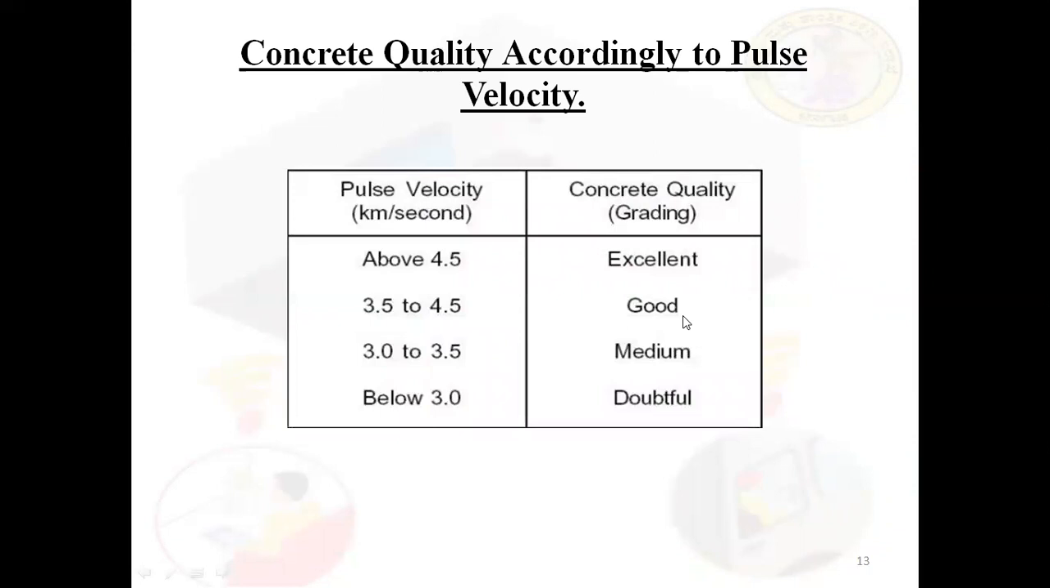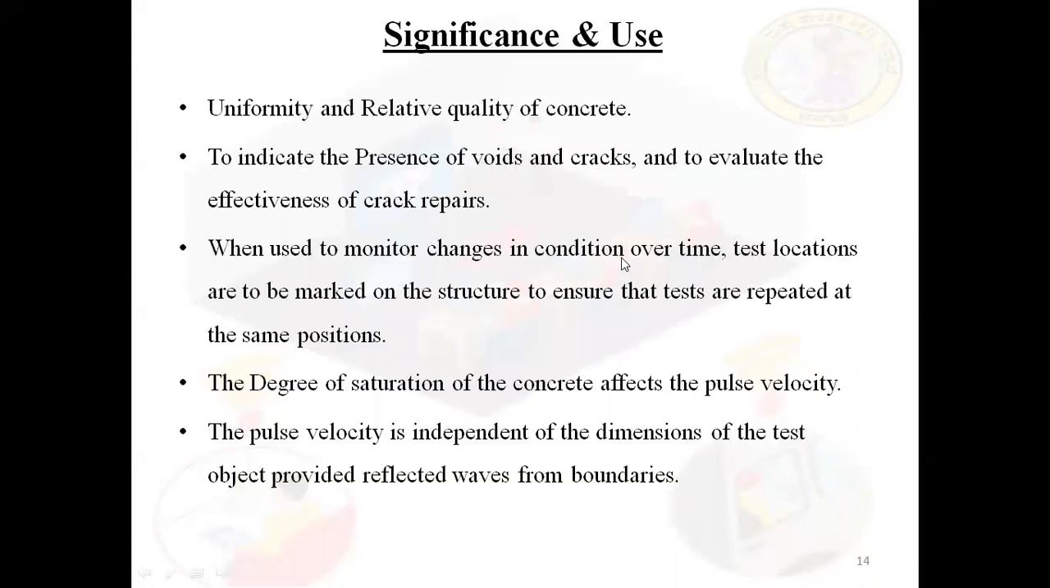So concrete quality by using the pulse velocity is like this. If the pulse velocity is above 4.5 kilometers per second, the concrete quality is excellent. Like this, we have different ranges. If it is below 3, the concrete quality will be poor.